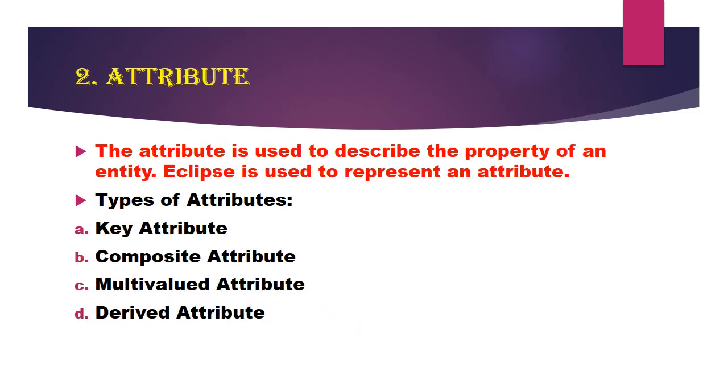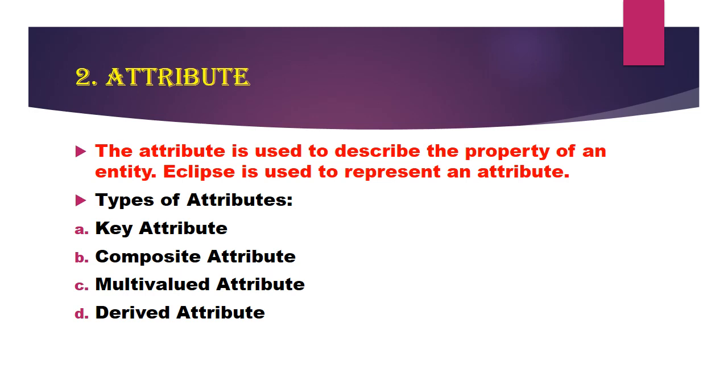Now let's look into the next basic component, which is attribute. The attribute is used to describe the property of the entity, and it is represented as an ellipse shape. For example, the ID, age, contact number, and name, etc., can be the attributes of the students. So, if the student is an entity, the attributes like age, contact number, name, etc., describe the properties of the entity. There are four types of attributes: key attribute, composite attribute, multi-valued attribute, and derived attribute.